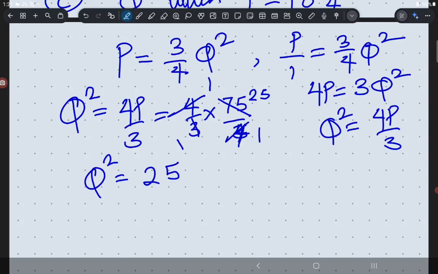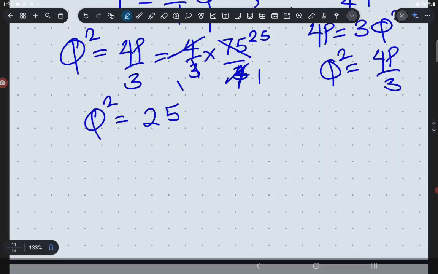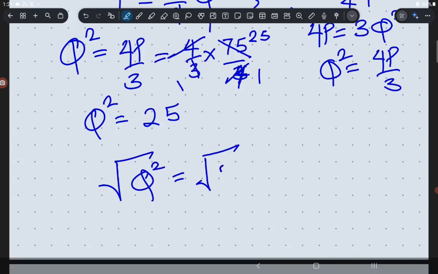So for the value of Q, when you find the square root of both sides, we have the square root of 25. We cancel this, and our Q will be plus or minus 5. So that is the value of Q. Let's do one more example before I give you the work to do, so you are able to solve it better.